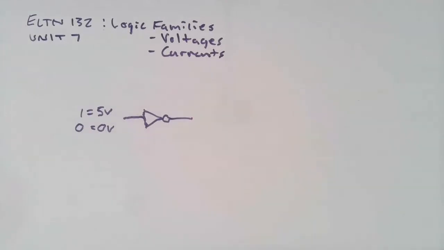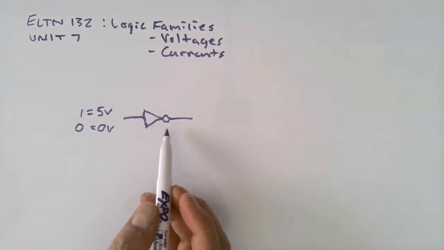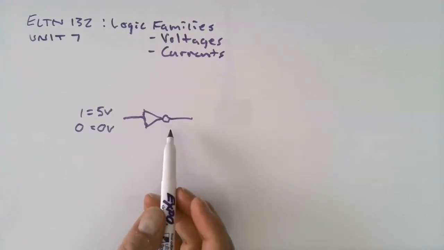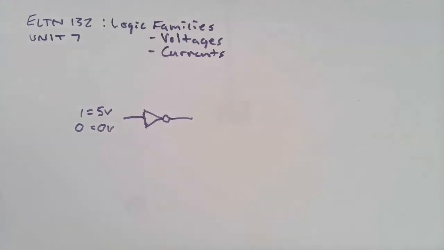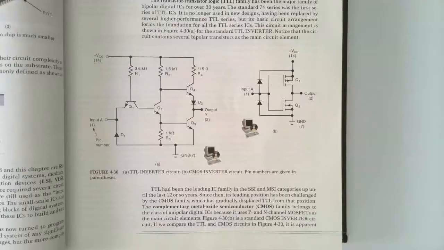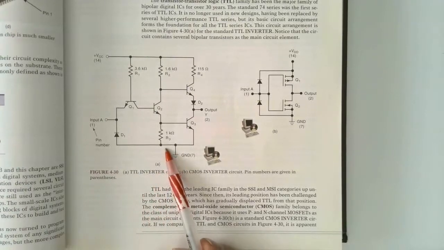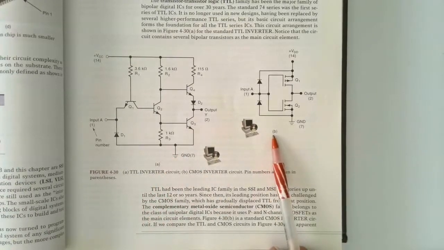Also, we'll talk a very little bit about propagation delays. That change does not happen instantaneously due to capacitance and other factors in the circuit. So let's take a look at what's inside this inverter. This is on page 155 in the book. On the left here in figure A is a TTL, transistor logic inverter. And on the right we have a CMOS inverter.